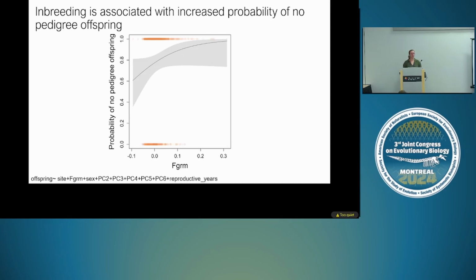But what is perhaps more significant is that we do see a pretty significant relationship between inbreeding and the probability of an individual having no offspring in the pedigree. So for each increase in FGRM of 0.05, that was associated with a 50% increase in the odds of having no offspring in the pedigree. Now, given the resolution of our data, we can't be sure if this is because maybe inbred snakes don't have reproductive opportunities, they're not able to get enough energy to reproduce. It also could be that these inbred snakes do have offspring, but those offspring die before they are captured as part of this study. So we can't quite differentiate that here.